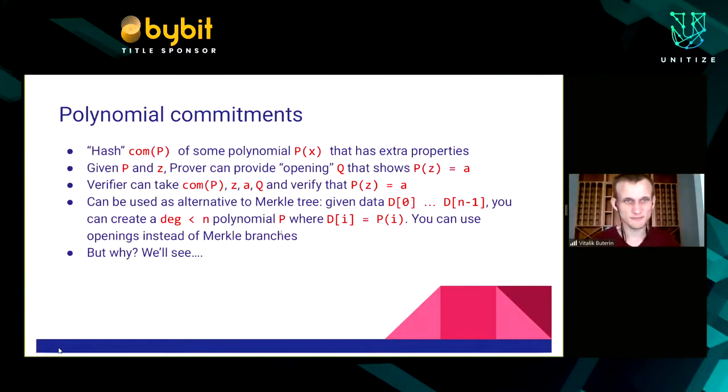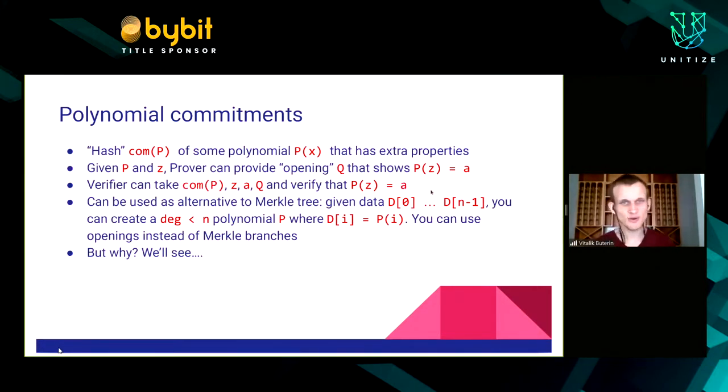One of the main properties is that if you give someone a commitment of P and you give them some coordinate Z, then if the prover has the actual polynomial P and the coordinate Z, the prover can provide an opening proof Q. If the verifier has this opening proof, they can use it to prove that P(Z) actually equals A. So if you have the hash of a polynomial, the opening proof, and the coordinate you're trying to prove, the verifier can verify that the polynomial at that coordinate actually equals that value.